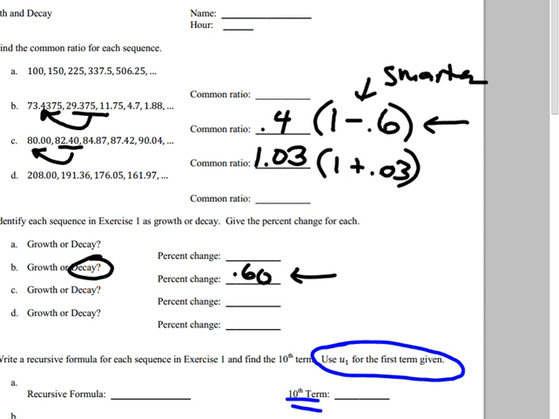This is not a real world problem. It's about finding the 10th term. In a real world problem, I'd use u sub 0. Okay, so I'm supposed to use u sub 1. u1 equals, and again, this is going back to the first problem right here. My first term was 100.